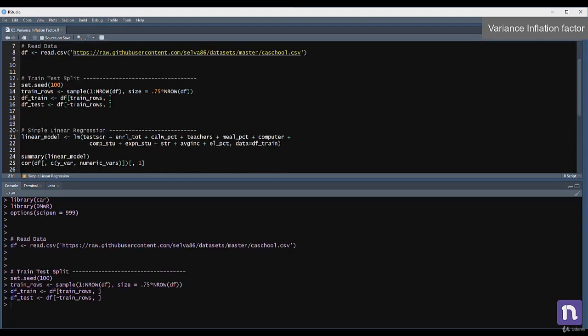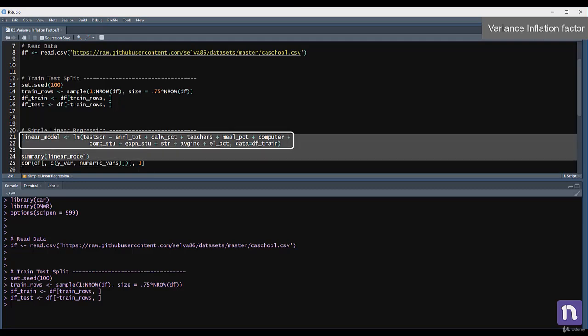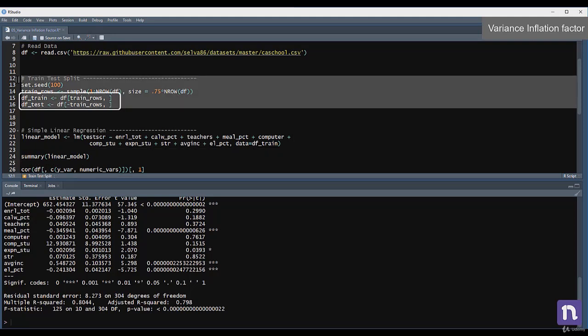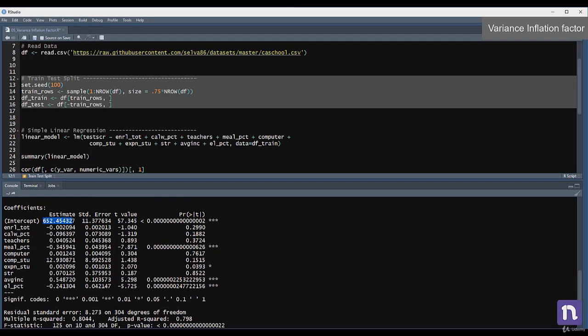First off, I am creating a linear regression model that includes all the x variables in the dataset. As always, I have also split the dataset into training and test data. Now, these are the coefficients of the model, and we also have the p-values listed. Many of them are not significant, and some of them have incorrect signs.